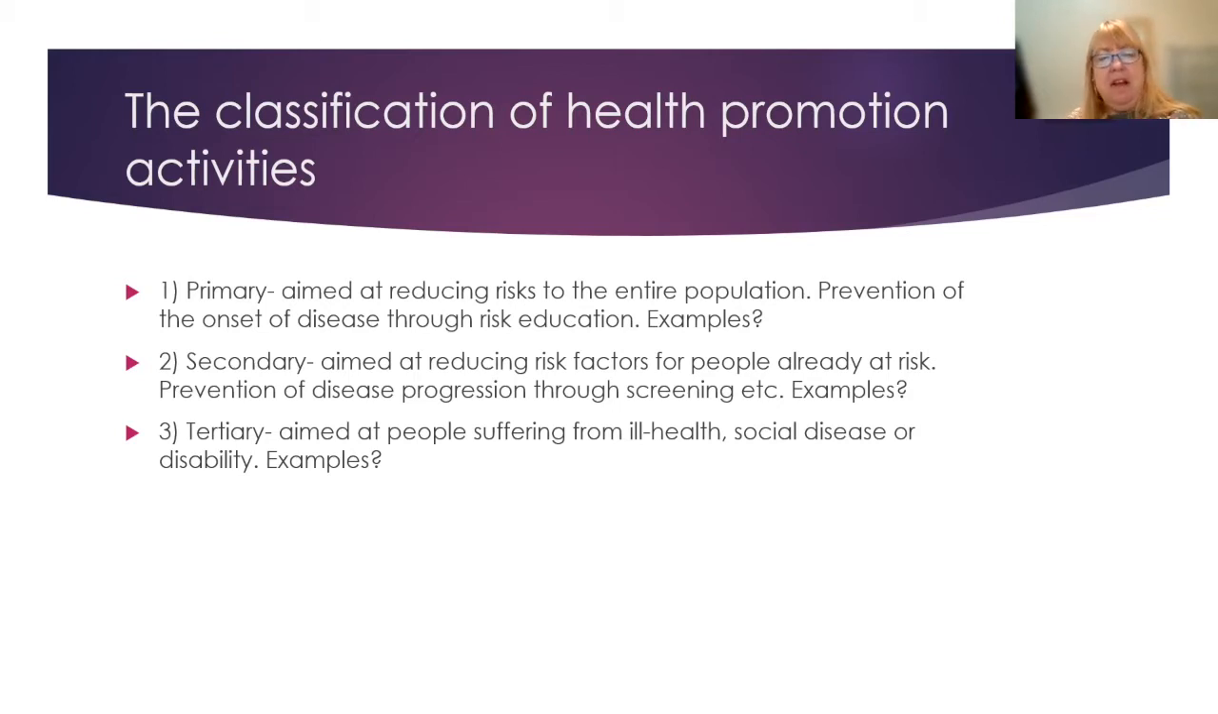Okay, so that's secondary, which aims at reducing the risk for people already at risk. And the third one is known as a tertiary activity, third level. It's aimed at people who are already suffering from ill health or social disease or disability, and it's about working with them to manage it. Can anybody give an idea of what that could be?